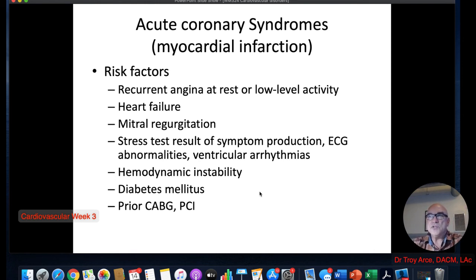And there's a couple other disorders that I've mentioned in the past that you'll see on test questions. Heart failure, this happened in the past. Does he have mitral regurgitation? Stress test result of symptom production. ECG abnormalities. ECG's coming up again. We haven't mentioned that in a while. It's all been the echo. Ventricular arrhythmias, right? So also there's going to be some hemodynamic instability with these folks. Diabetes mellitus and prior CABG and PCI.